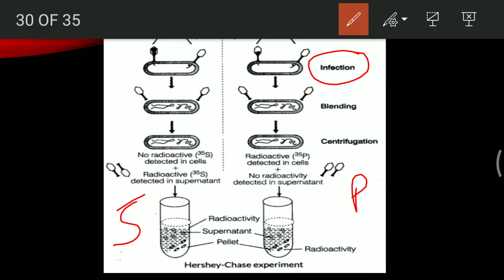First thing which took place was the radio labeling of the T2 phage. So two test tubes were taken. In the first test tube, phosphorus or P32 was there, and with the help of P32, see here P35 is written, please change it, it is P32. So here there is a mistake. Anyways, in both the test tubes, the radio labeling was done separately.